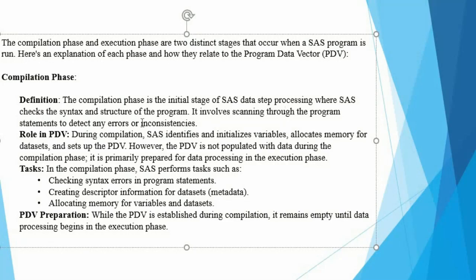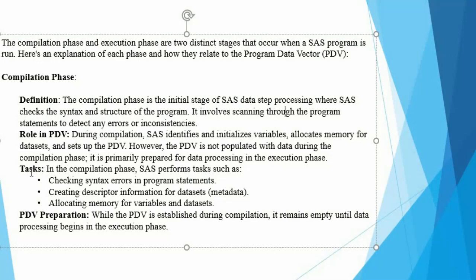So what is the role of the PDV in SAS? During compilation, SAS identifies and initializes variables, allocates memory for the dataset and sets up the PDV. However, the PDV is not populated with data during the compilation phase. If you notice, it is still saying that the PDV is not populated with data. It is primarily prepared for data processing in the execution phase. Basically, it's trying to say that it only creates a structure in the compilation phase and the data will be fed in the execution phase.